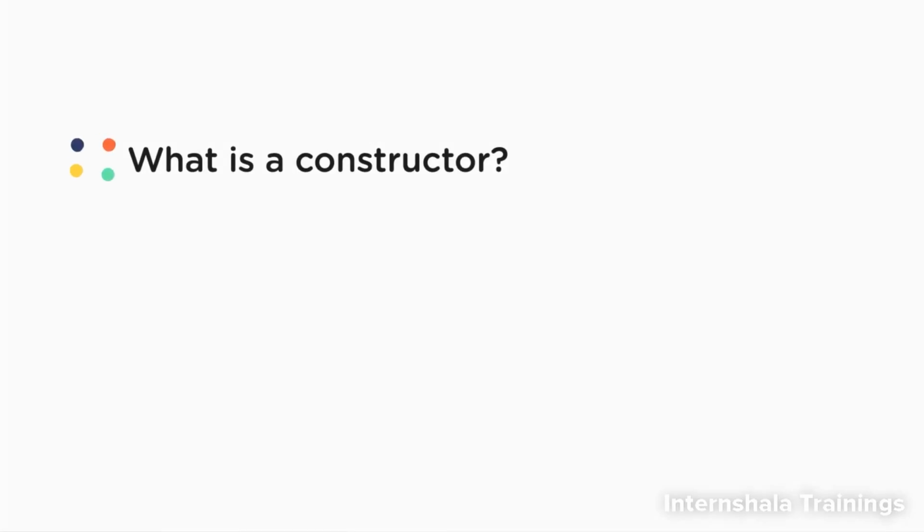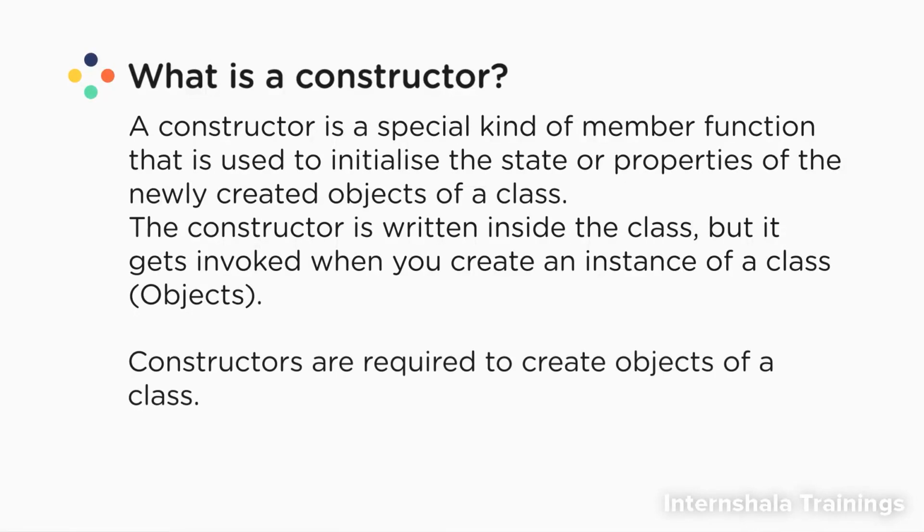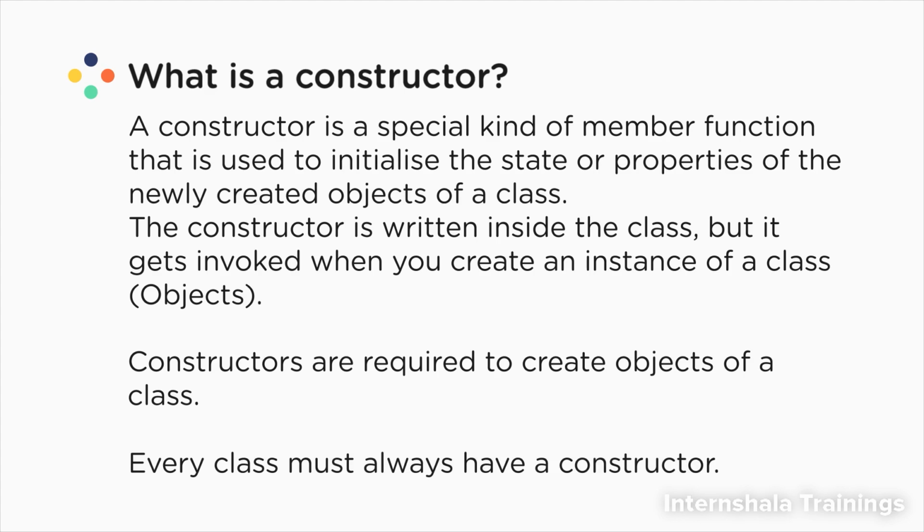So, now let's see what is a constructor. A constructor is a special kind of member function that is used to initialize the state or properties of the newly created objects of a class. The constructor is written inside the class, but it gets invoked when you create an instance of a class, that is, its objects. So constructors are basically required to create objects of a class. And every class must always have a constructor. If a class does not have a constructor, then the compiler creates a default constructor for that class.